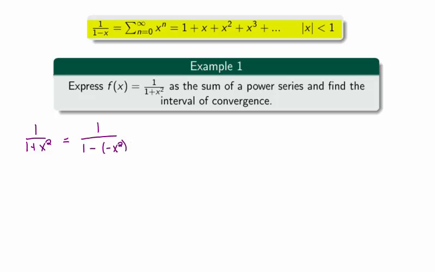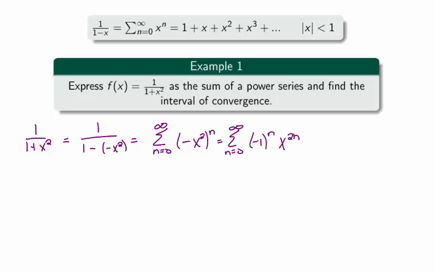1 over 1 minus x equals the sum n equals 0 to infinity of x to the n. Doing so, we have that 1 over 1 plus x squared, which equals 1 over 1 minus negative x squared, equals the sum n equals 0 to infinity of negative x squared to the n, which equals the sum n equals 0 to infinity of negative 1 to the n times x to the 2n, which equals 1 minus x squared plus x to the 4th minus x to the 6th, etc.